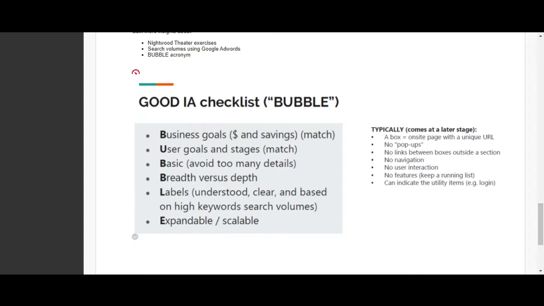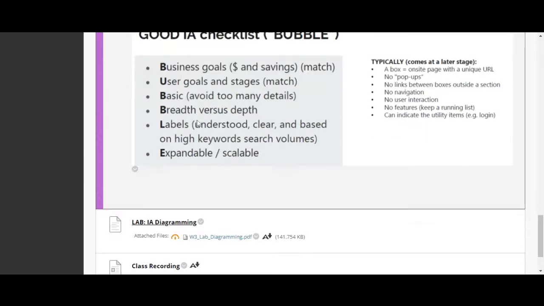The labels: are the labels understood and clear? And then, should I be able to add sections or add a new page to my information architecture if I need it in the future, and not have to redo my information architecture every time? That's very important. And I also have reminders about what to include and not to include in the bubble.